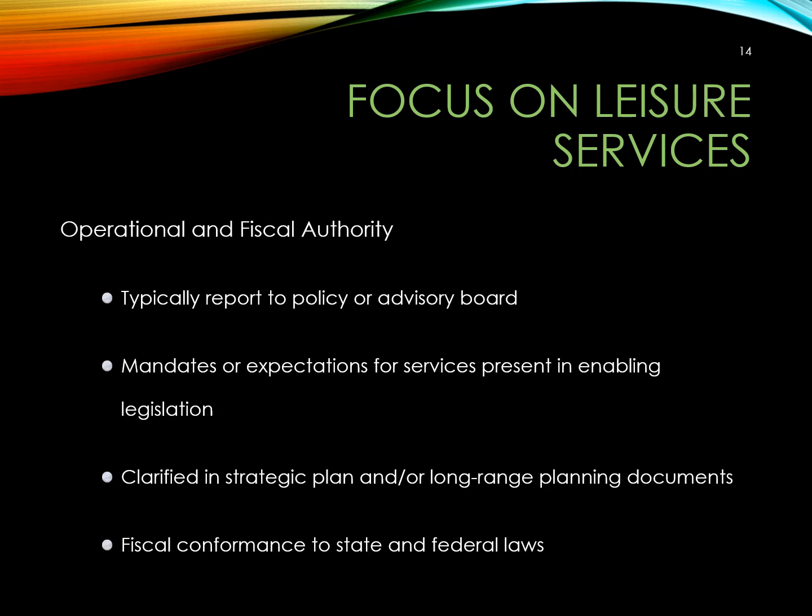Let's look at operational and fiscal authority. Typically, these leisure service organizations report to a policy or advisory board. There are mandates and expectations for services present in the enabling legislation. So whatever created that department, there are some expectations to go along with that legislation or wording. Oftentimes this is clarified in a strategic plan or an ongoing long-range planning document. If we have a 5 or a 10-year planning document or a strategic plan, they can clarify a little bit more about what those expectations are for the organization. And then we have to look at fiscal responsibility to state and federal laws and to local expectations.